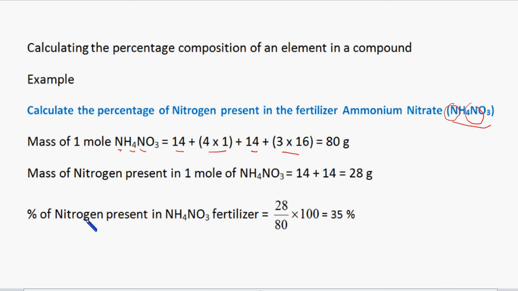So the percentage of nitrogen present in ammonium nitrate will be 28 divided by 80, because 28 is the mass of nitrogen present in 1 mole, and 80 grams is the mass of 1 mole of the fertilizer, and we multiply by 100 because we are dealing with percentages, and we get 35%.